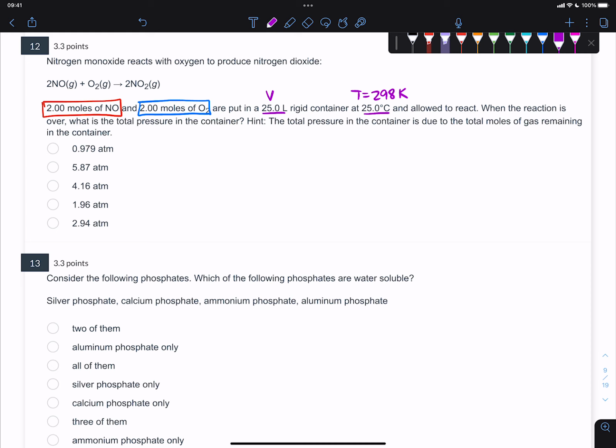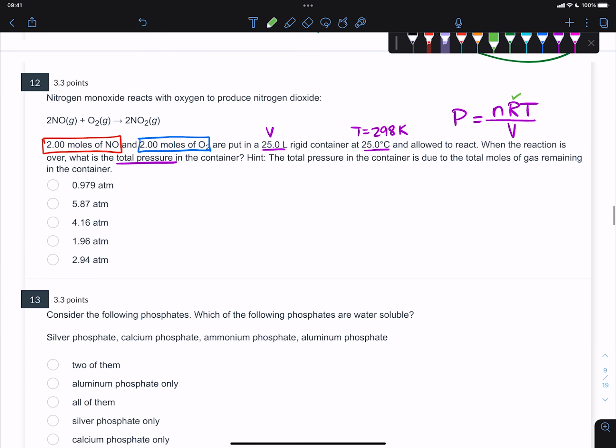So all that to say, it's going to be an ideal gas equation. PV equals nRT. But it says, what is the total pressure? So using our math rules, we're going to divide both sides by V. And that's going to give us P equals nRT over V. Ultimately, we want to get to nRT over V. We know R is 0.0821 related to liters and atmospheres and mole and Kelvin.